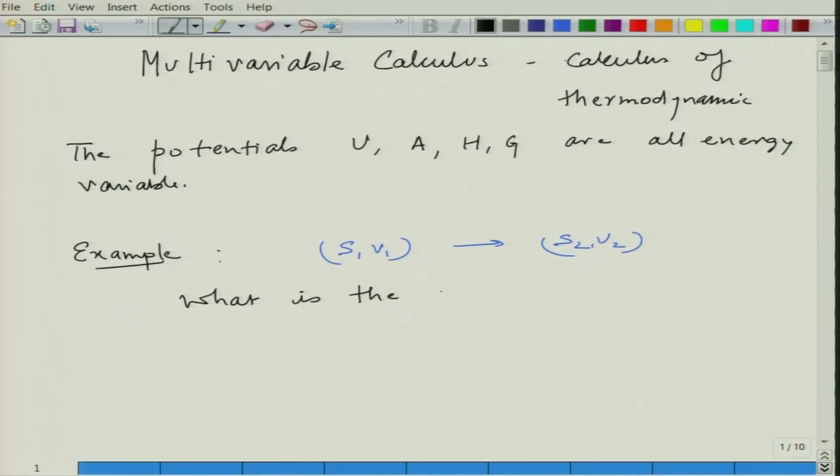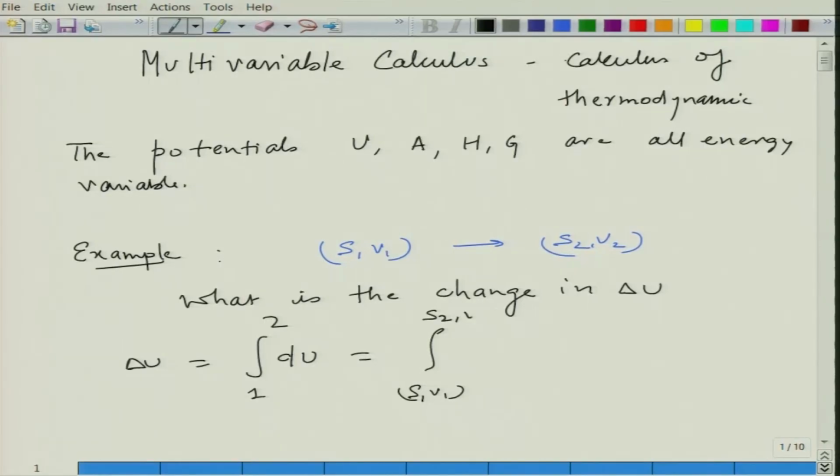The question would be, what is the change in delta U? This could be one of the questions, because for U the natural variables are S, V, and assuming that the number of moles remains constant, the question is very obvious. In that case, what you are going to do is write this as an integral of dU from, let us say, 1 to 2, and you are going to write the thermodynamic expression of dU, which is TdS minus PdV.